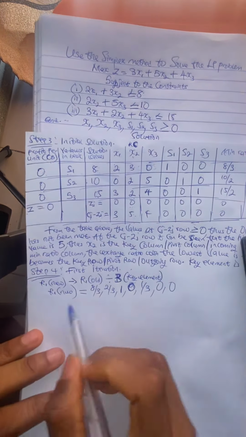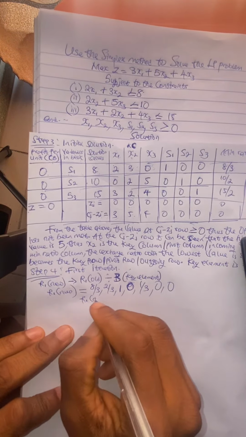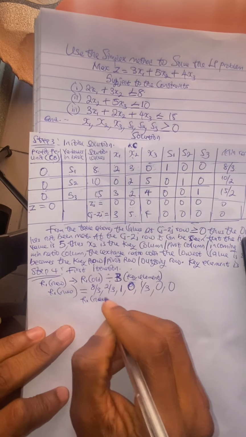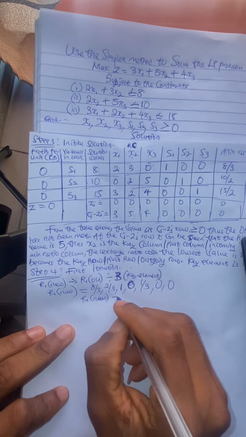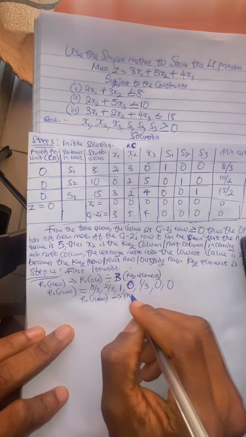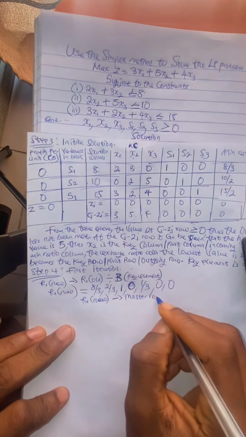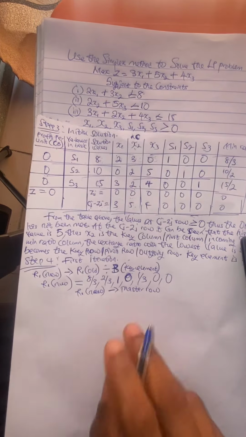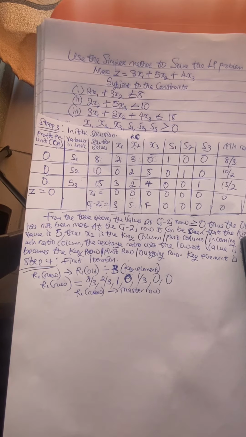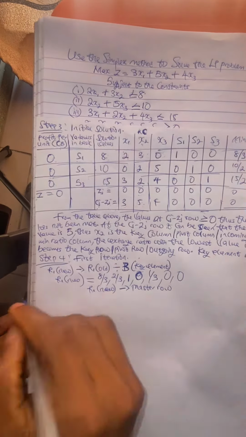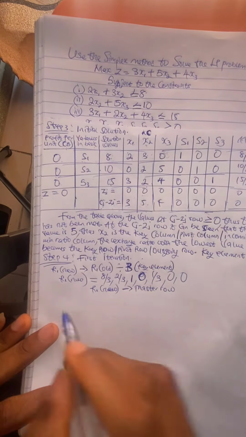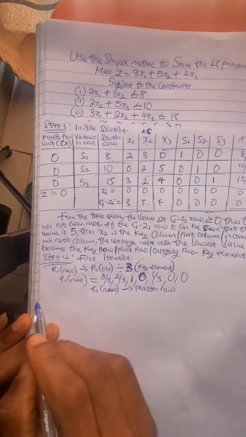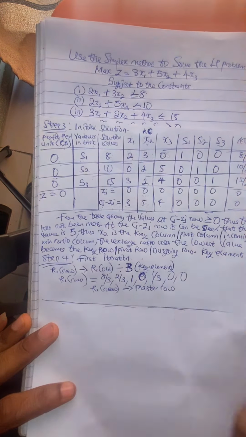Now this row that you got, your row 1 new, is your new row, right? It's also called your master row. You use this master row as a basis for the rest of the other rows. Let me show you what I mean. So you now go to compute for the rest of the rows. You have computed for your row 1 new. Let's compute for the new rows of the others.